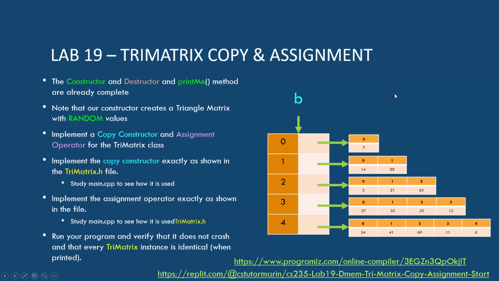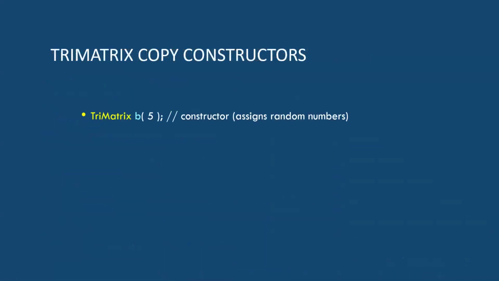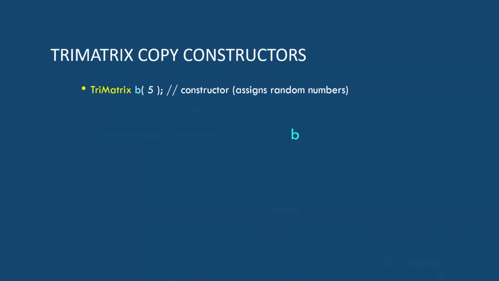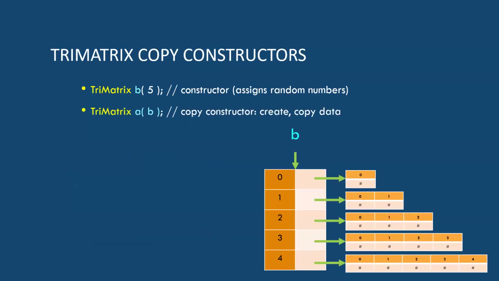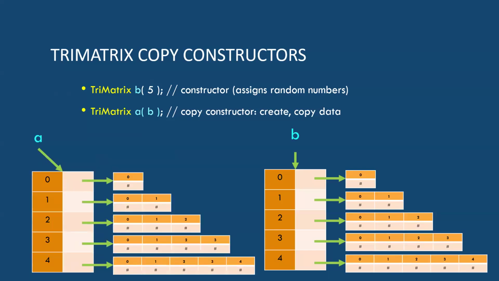If I basically say B equals A, I want to have a deep copy of that thing. Okay, so here's what I want to be able to do. Here's B, that whole thing there. And I want A to be a copy of B, and I want a deep copy. So that means you have to write the copy constructor.